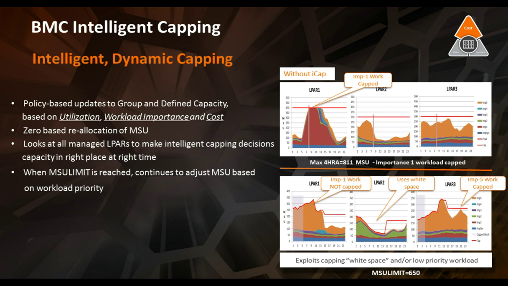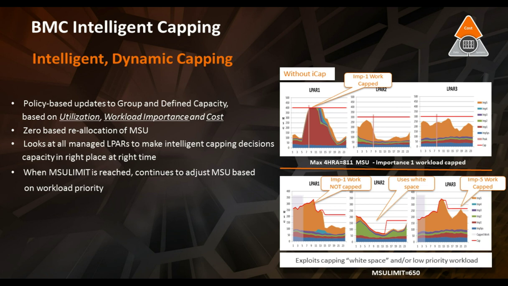However, if LPAR 2 and 3 had headroom as they do in this case, their work is going on just fine, but it's a large percentage of low importance work. And you'll see in this example, the rolling four-hour average is 811 MSUs, but my high importance work is being delayed or capped on LPAR 1.